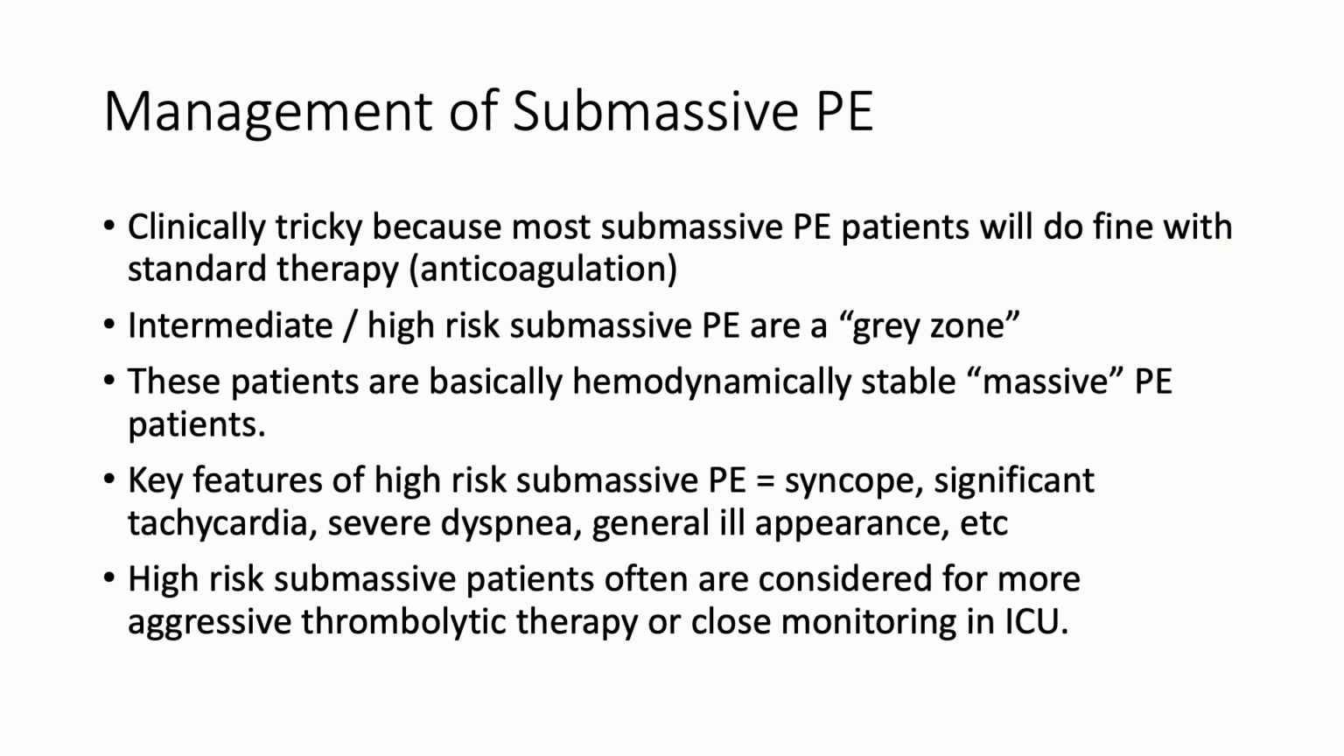And some of the key features of high-risk submassive PEs, which in my opinion should be treated aggressively, almost like a massive PE patient. So some of those key features that I look for are things like a history of syncope, patients who remain significantly tachycardic or who just look really ill. Sometimes patients with submassive PEs will just literally tell you they feel like they're going to die, and many times they are right. These patients don't look well.